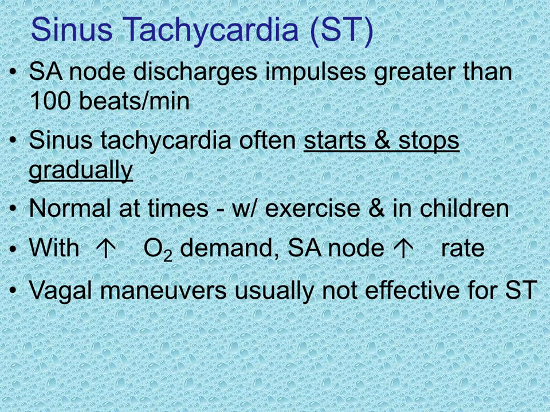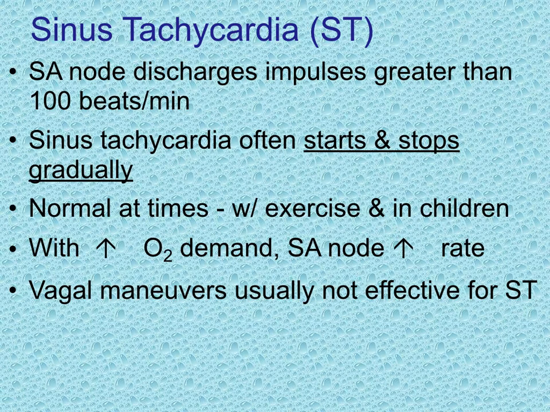So in bradycardia, remember it was less than 60. For tachycardia, it's greater than 100. Sinus tachycardia often starts and stops gradually. This can be a normal variance, such as with exercise and in children. When we exercise, we increase oxygen demand. Therefore, the SA node will increase its rate of fire to compensate.